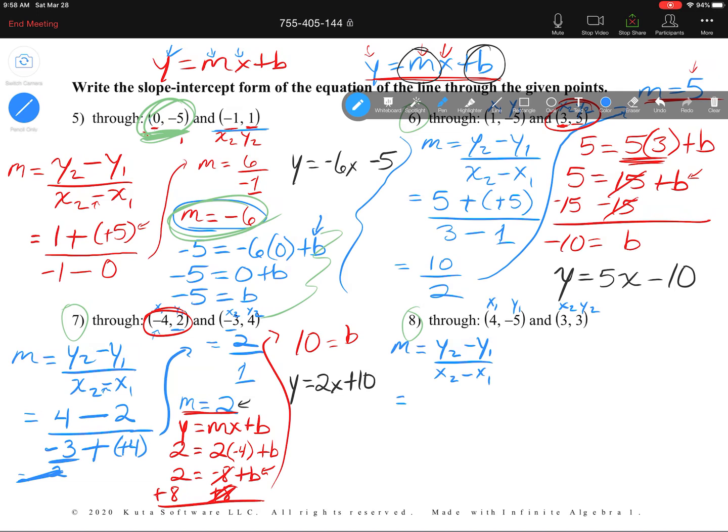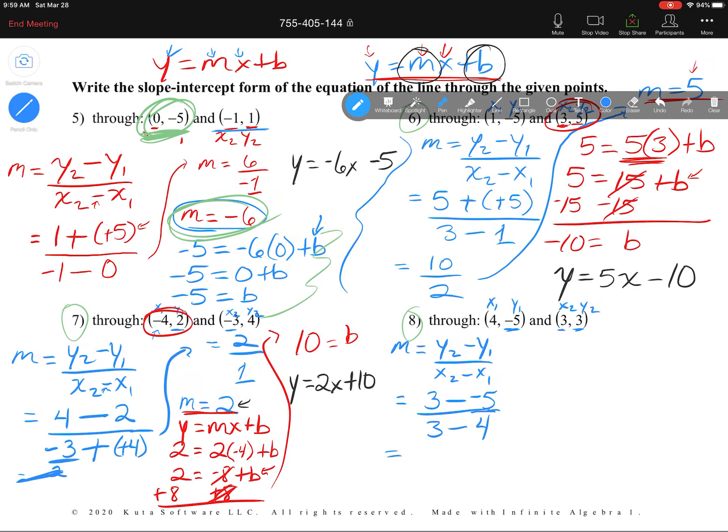So it looks like our y2 value is 3 minus our y1 value is negative 5. You can put it in parentheses or you don't have to. Usually when I'm first teaching that to students, I advise it, but you don't have to. Our x2 is 3 minus our x1 is 4. So there are our values where they appropriately belong. And now let's simplify this.